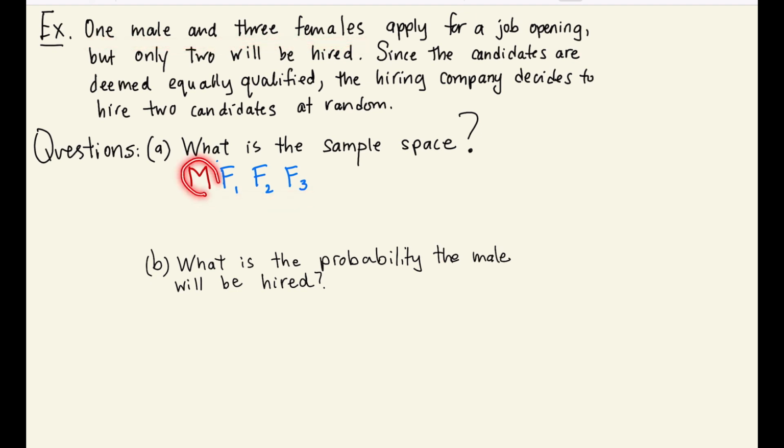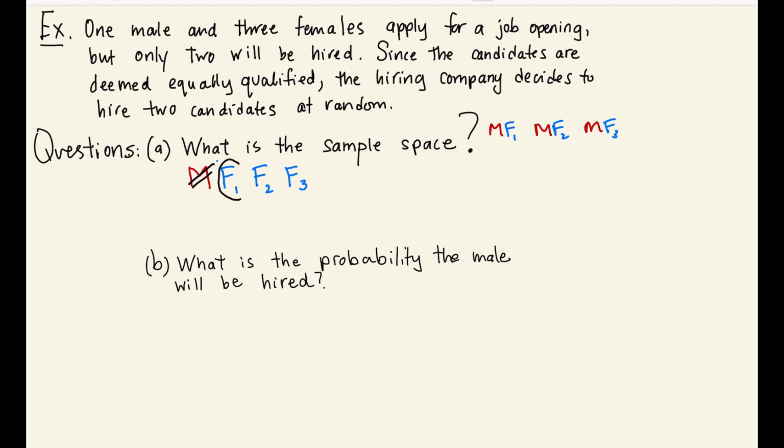And I'm going to try to do this systematically. So I'm going to start with the male, and I'm going to think about every pair that the male could be in. So the male could be with female 1, female 2, or female 3. And that is it. So I have exhausted every possible pair that the male could be in. So I'm just going to cross this person off, and we're done.